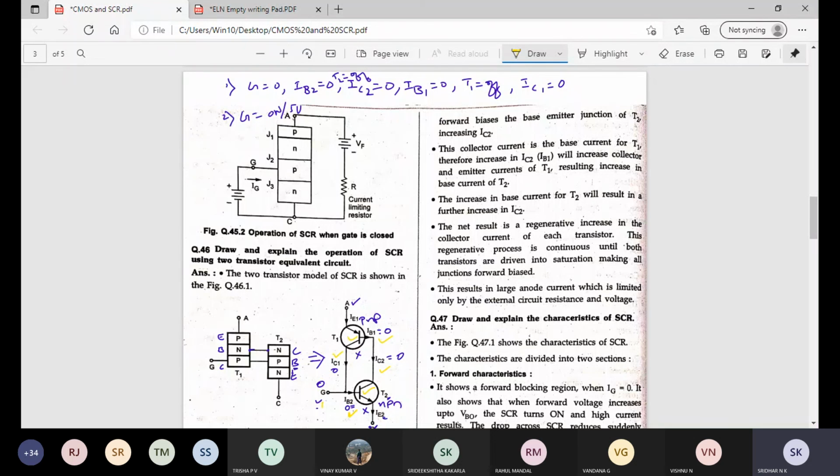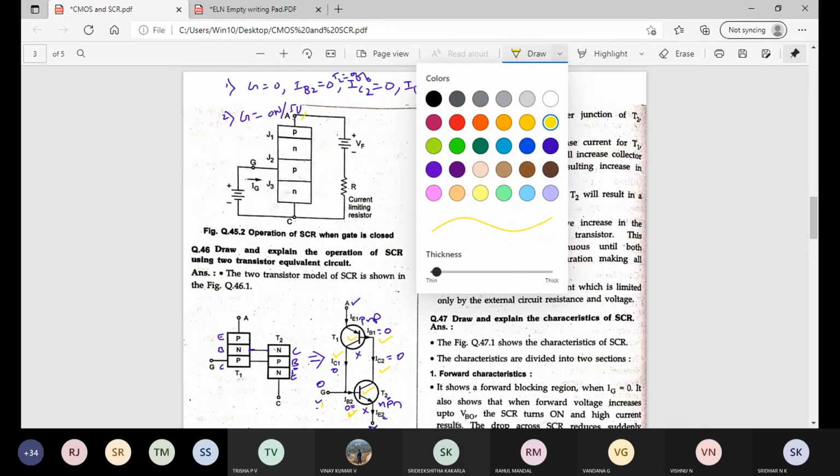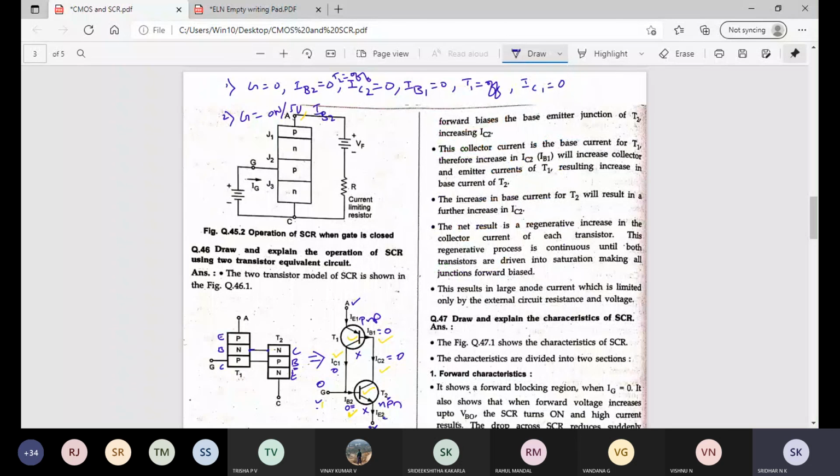So if gate is on, IB2 is equal to 1, which means T2 will be on. If T2 is on, IC2 is on. If IC2 is on, IB1 will be on. If IB1 is on, transistor 1 will be on. If transistor 1 is on, IC1 also will be on. This is the explanation of this two transistor model of SCR.